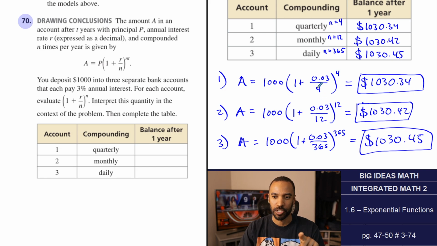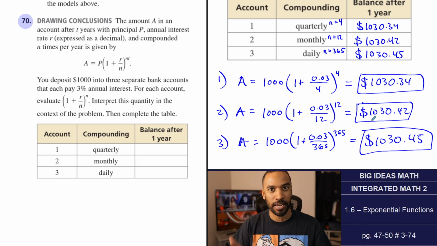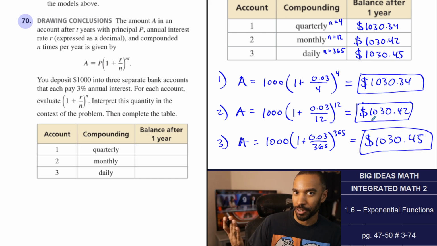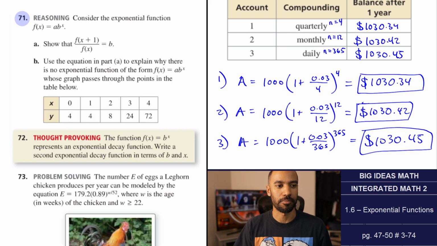The only other thing I want to mention is that over 4, over 12, over 365, you've got to split up your interest that many times if you're going to do it that many times in the year. Okay, so that's number 70. We have 4 more problems to go.